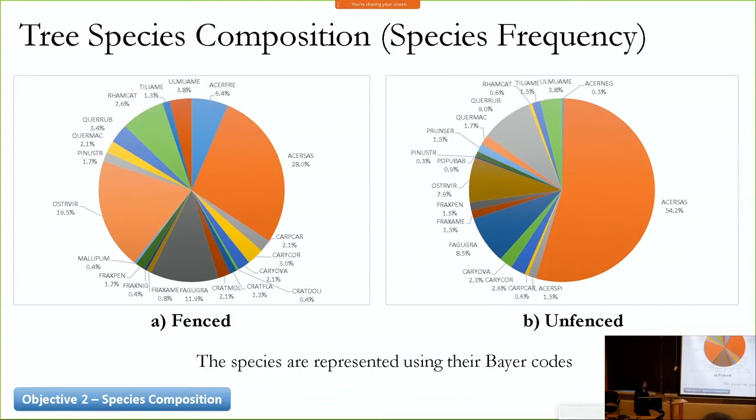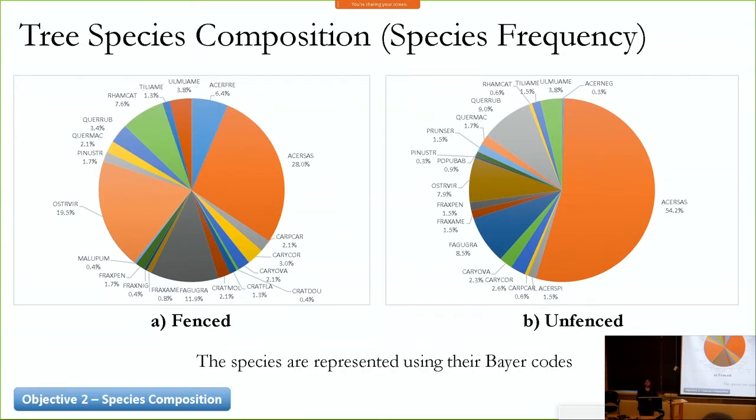When you're looking at unfenced plots, it's similar in that sugar maple is the dominant species, but it is actually the majority of the species. So in the unfenced plots, you have a lot less evenness compared to the fenced plots, but there is no significant difference, so I can't really say much about that. Overall, this is the pattern you're seeing.